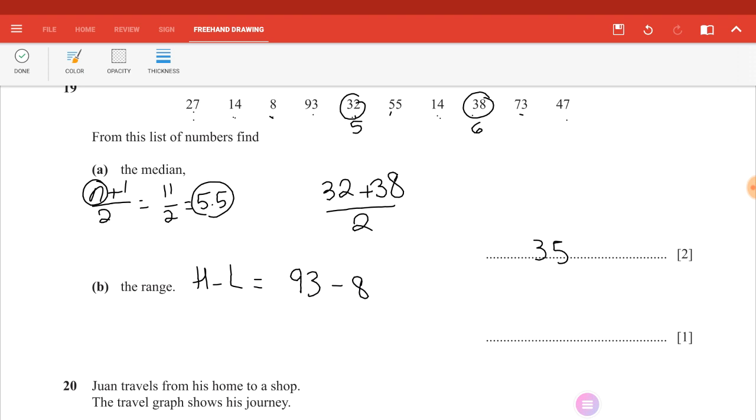93, yes, it's 93 minus 8, it's 85. It's 85.